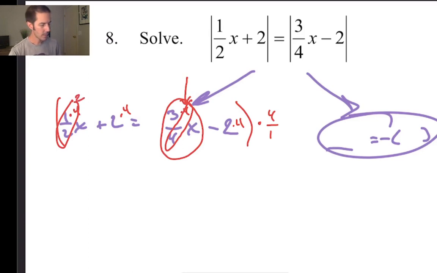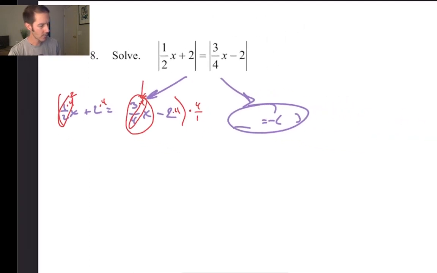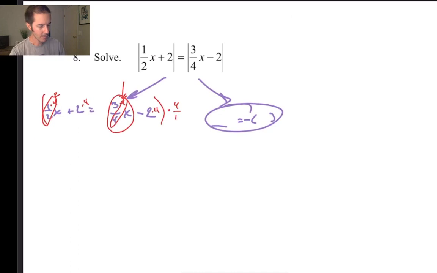Okay, so that's my recommendation for how to get that started, and a reminder that it's a good idea to clear your fractions right away and to multiply last. Why not make the numbers smaller immediately instead of making them larger?